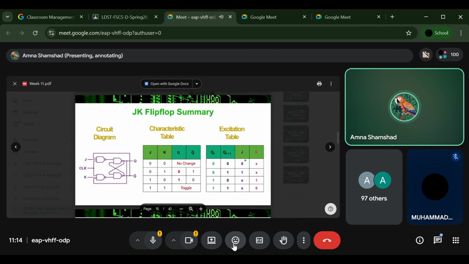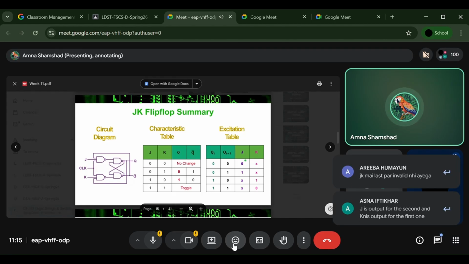What is the extra thing here? What is the difference between the diagram of JK and SR? Can you spot the difference between the two diagrams? Quickly answer. Are you all there? Yes, class. Quickly spot the difference between the two circuit diagrams. Yes, why?